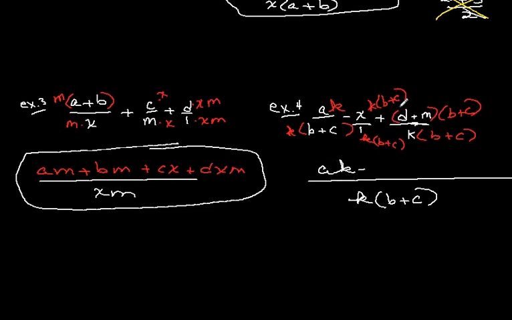Now here's the trickiest part. See this negative sign right there? That negative sign has to be distributed through with the xk. So we're going to take the negative xk and distribute it through like that. So we're going to get negative xkb minus xkc, because we distributed the negative.